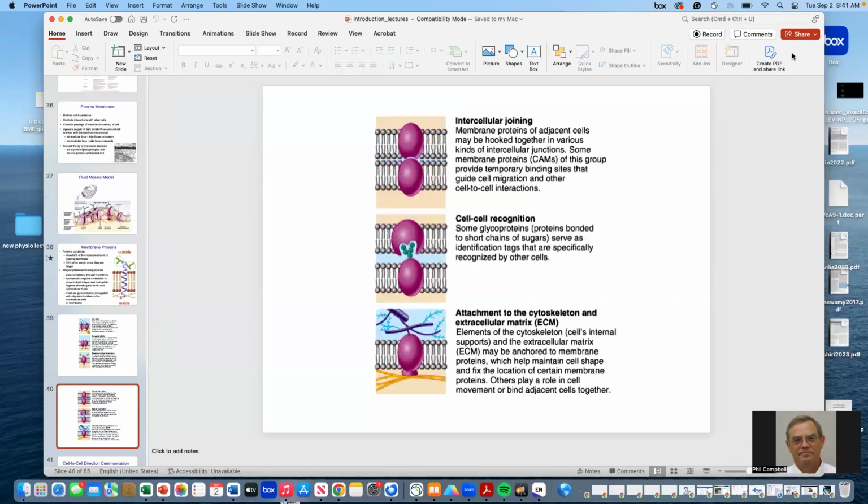We also have something called intermembrane joining. So your skin is a barrier. It's your primary barrier, right?